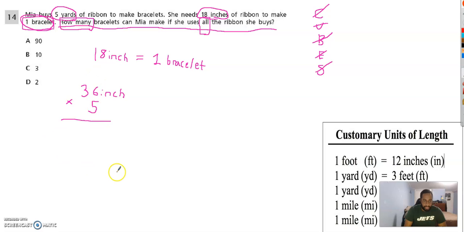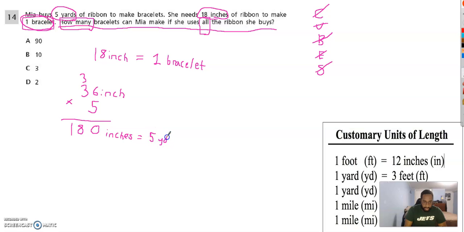William, can you solve this for us? All right. Good job, William. 15 plus 3. Excellent job, William. So we have 180 inches is equal to 5 yards.